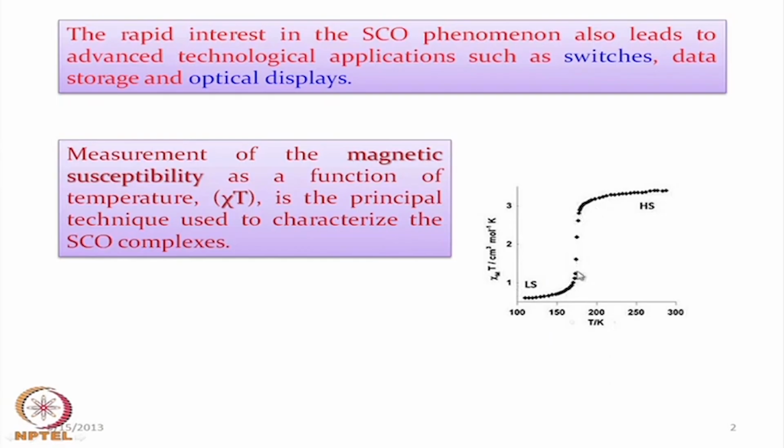So, the sudden jump in magnetic moment, say from a value of 1 to 3, is due to the corresponding transformation of the molecule from a low spin state to a high spin state, and is clearly seen from this particular plot. It is a very simple plot; we can determine it even with the use of the primitive Gauss balance. The Gauss balance can be utilized for the determination of the susceptibility parameter and the temperature of the measurement, but the only difficulty is that the Gauss balance cannot be operated nicely at different temperatures.